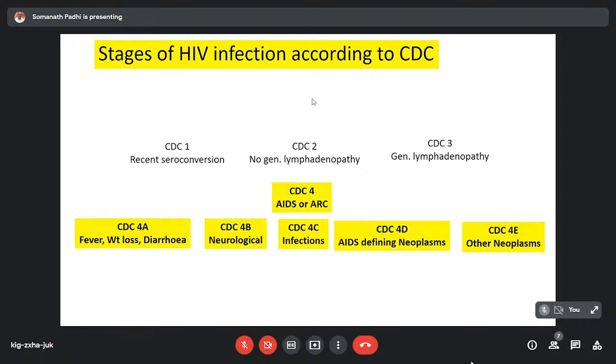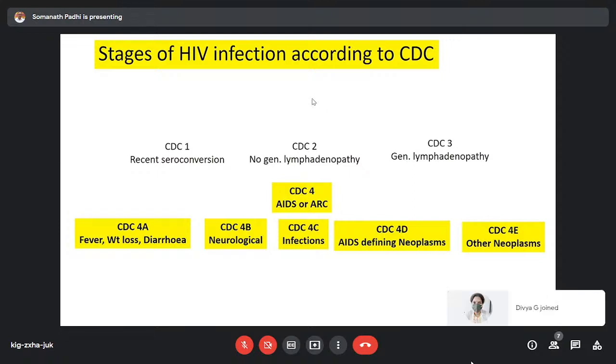And CDC category 3 was the onset of generalized lymphadenopathy, defined as lymphadenopathy involving three major anatomic sites outside the inguinal region. And then CDC4 was the acquired immunodeficiency syndrome, or the AIDS-related complex, which was subcategorized and given different codes. CDC4A was prolonged fever, significant weight loss, and unexplained diarrhea without any cause, and subsequently neurological manifestation was CDC4B.